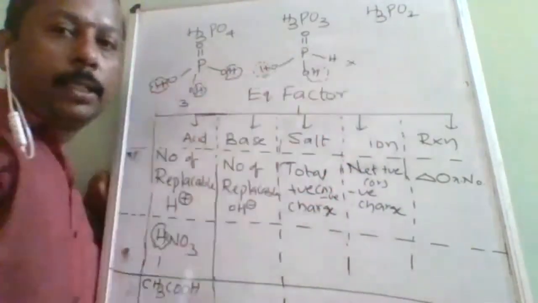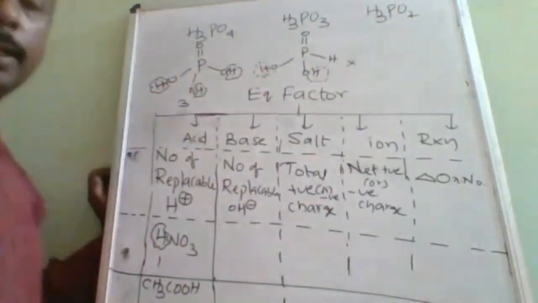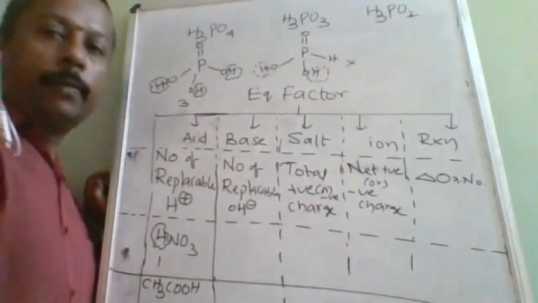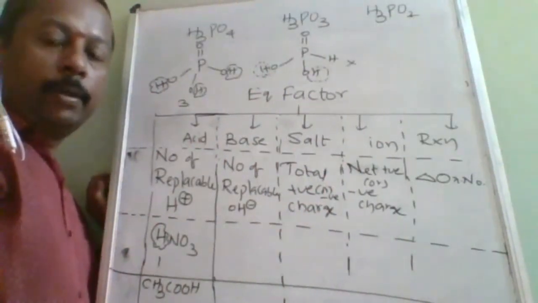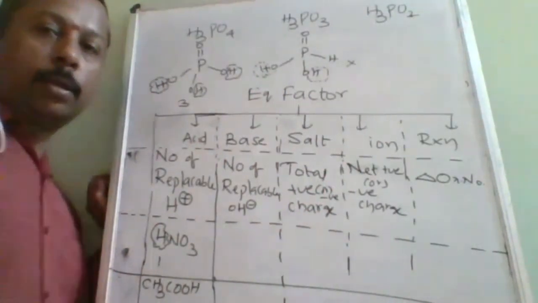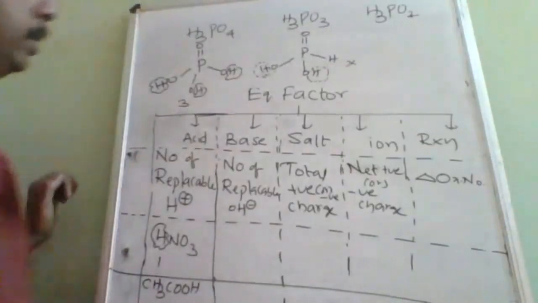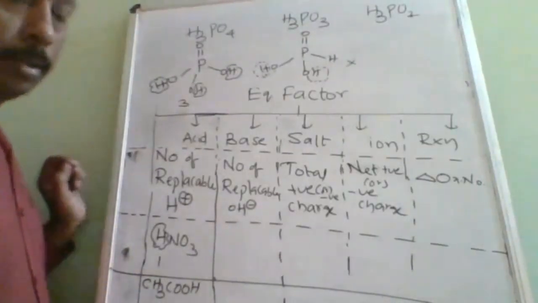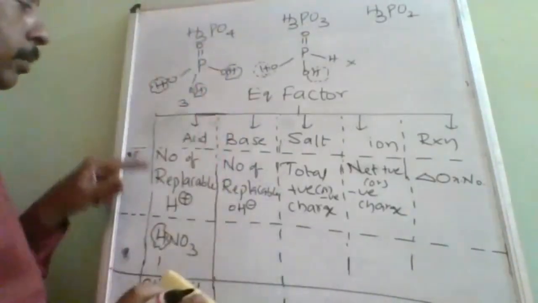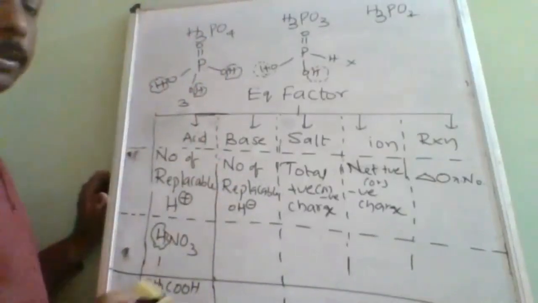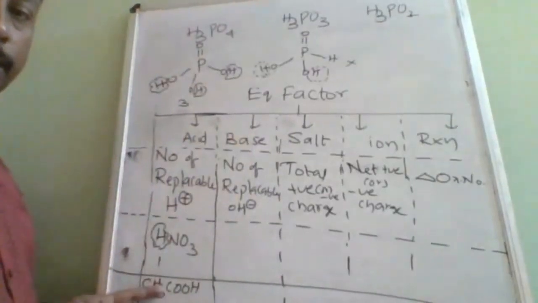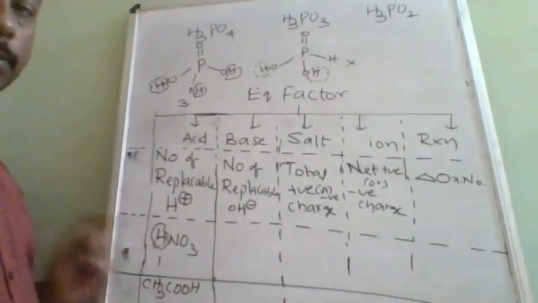So this is the homework for you. H3PO2: you will all draw a nice diagram and identify the number of replaceable hydrogens. Is it understood? Then you will try to find out the equivalent factor. This is one of the tough questions. This is a very easy question for mains. This is just a board question.